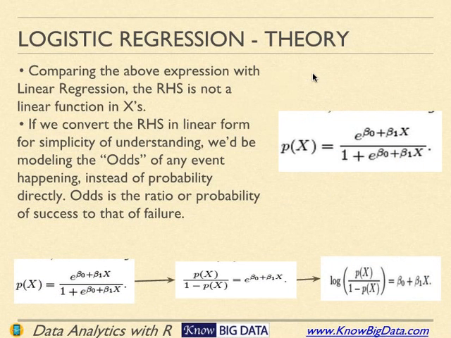If we convert the right hand side to a linear function for simplicity of understanding, we would be able to model odds of any event happening instead of probability directly. So we can convert this expression into this, and we will have something like b0 plus b1 x, and this is linear.